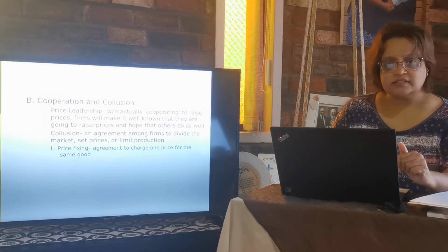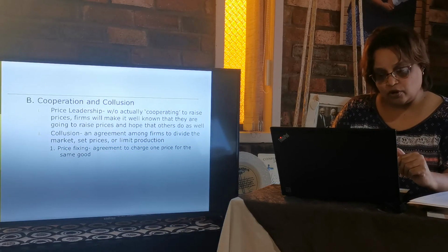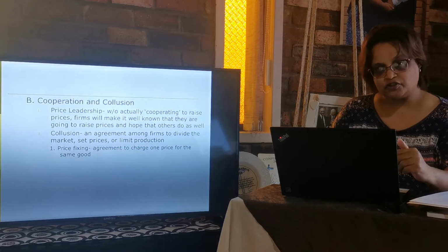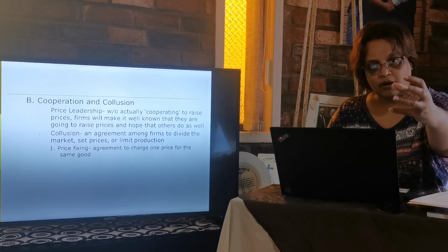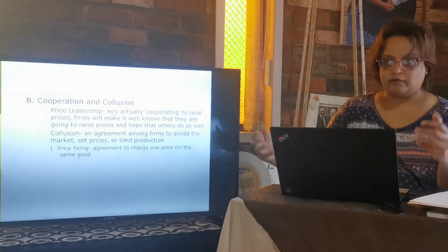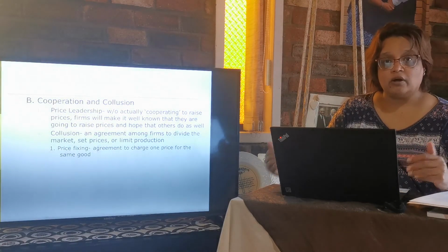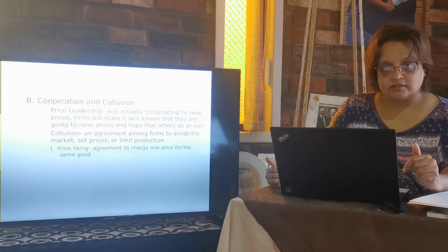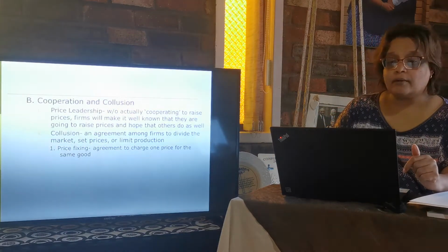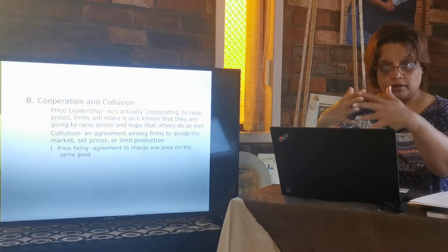So price fixing is an agreement to charge one price for the same good. Not just asking X amount for farmer A and X amount for farmer B. But if those farmers come together, they've got negotiation power over the price. So that is why we call it price fixing, and it falls under collusion, meaning coming together.